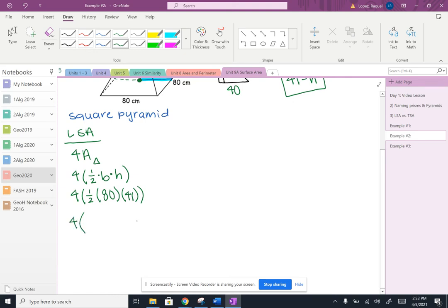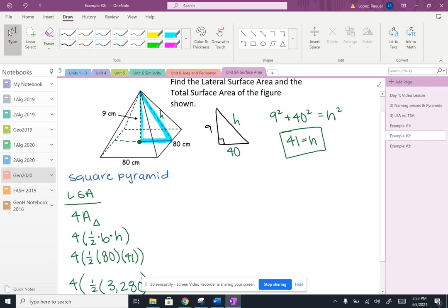So I'm just going to go ahead and figure out what the area of one of those triangles is. So let's see, I'm going to do 80 times 41. And so I need to take half of 3,280, because that's what 80 times 41 is. So take half of that, and that's going to be 1,640. So this part right here, 1,640, this is the area of one triangle. One triangle that I've just outlined in red here.